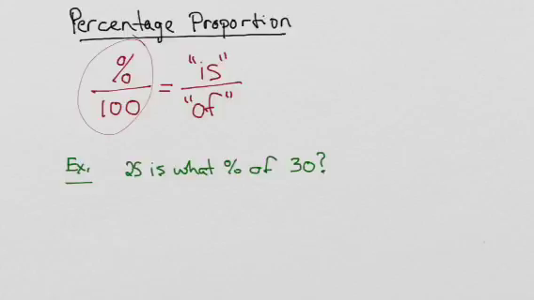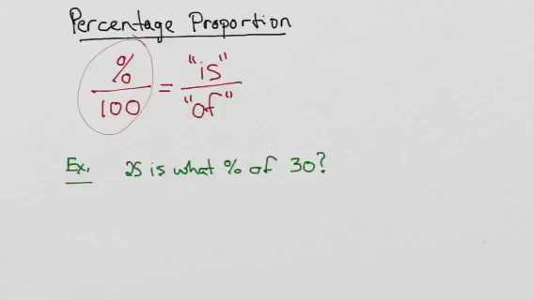Now the second fraction is a little more challenging. There should be a word that is right next to the word "is," and another word that comes after the word "of." And you always want to put the "is" number on top and the "of" number on bottom.